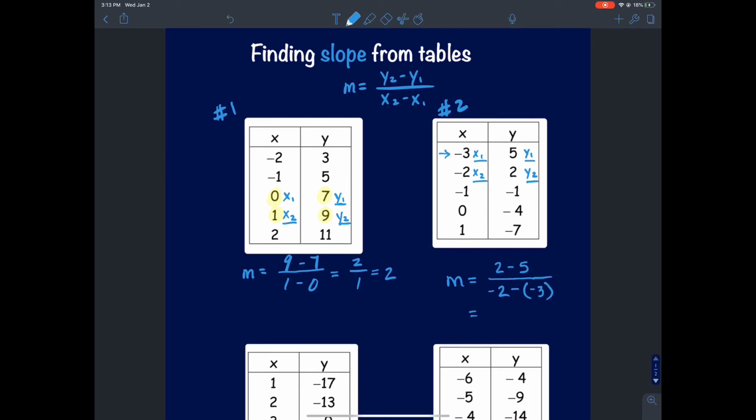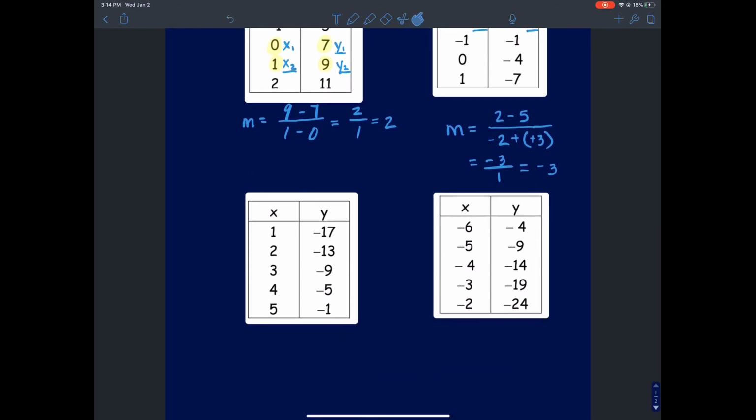So on top, we have 2 minus 5. That is negative 3. And then on the bottom, if we add the opposite, we'll have 2 negatives plus 3 positives. That gives me 1 positive, and this slope will simplify to negative 3. Moving on down to table number 3. Again, I'm going to select some values.